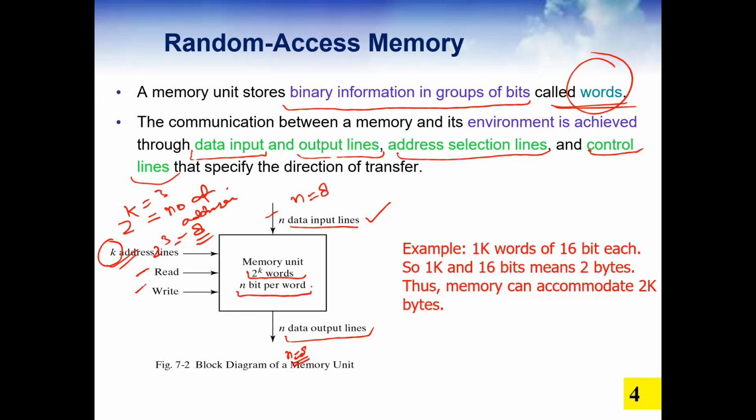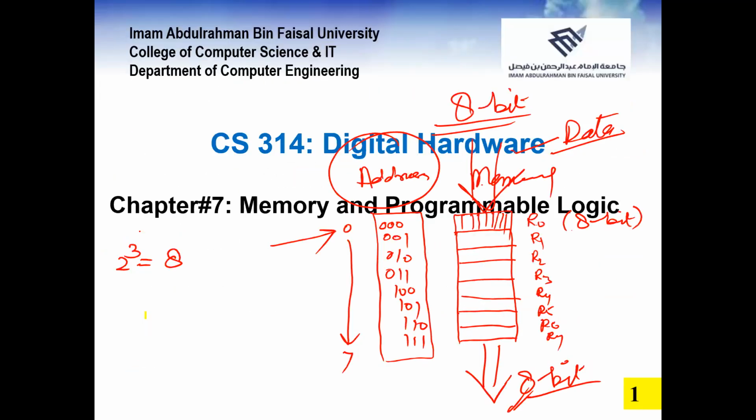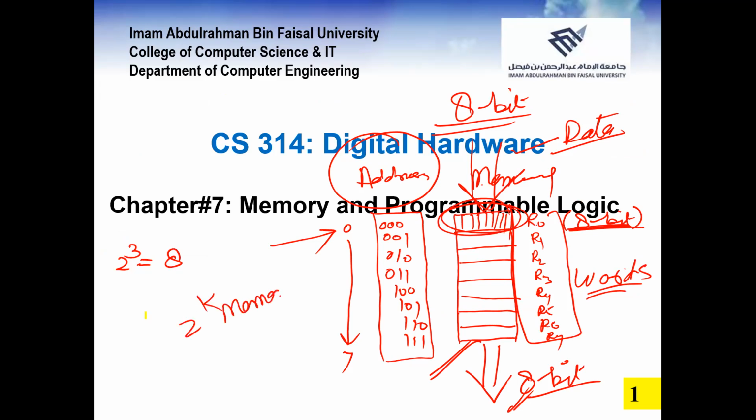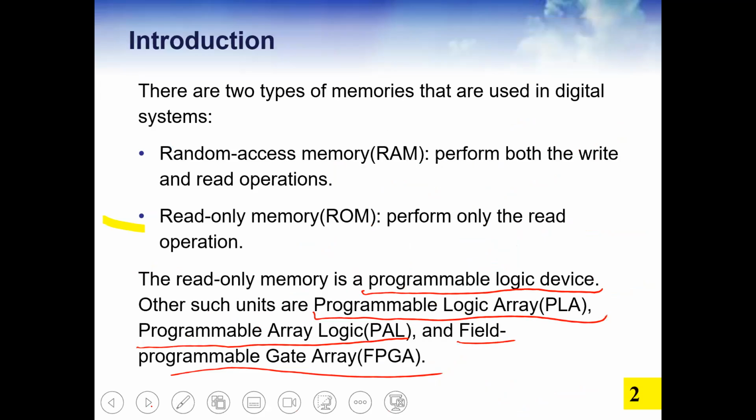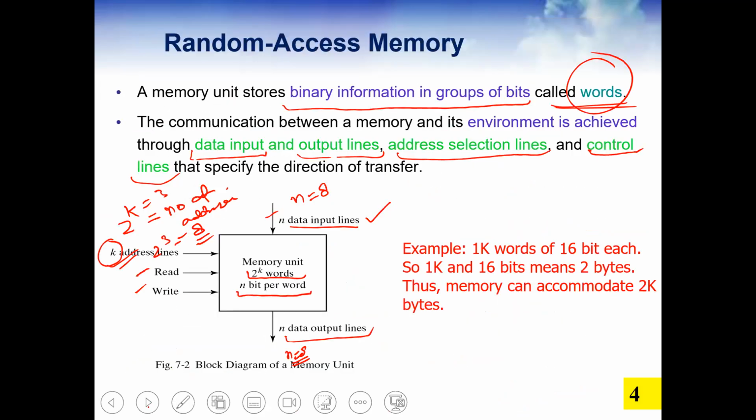Are you getting it? N bits per word means what I showed you here already. In this same example, we have 8 registers or 8 words, and each word is 8 bits in size, like this one. This is the meaning of that. That's why we are saying 2^k memory words, and n bits in each word, which is written here. You can see this one, n bits per word.